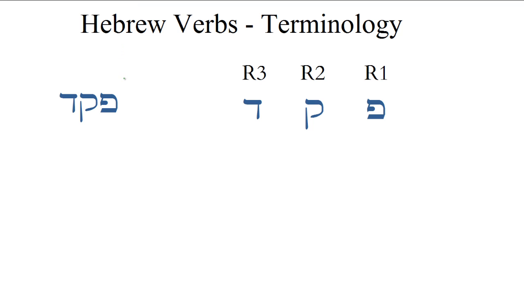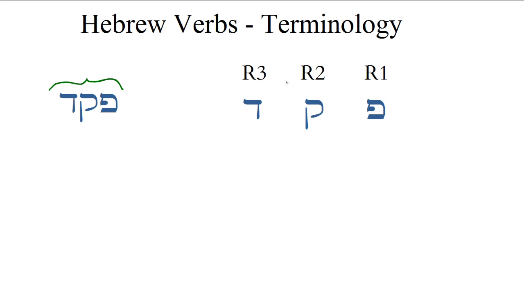We're going to look at some terminology that we use for Hebrew verbs and the study of Hebrew verbs. Most Hebrew verbs are based on three-letter roots. And so we have an example here. The root is pakad. The letters are pei, kof, and dalet.